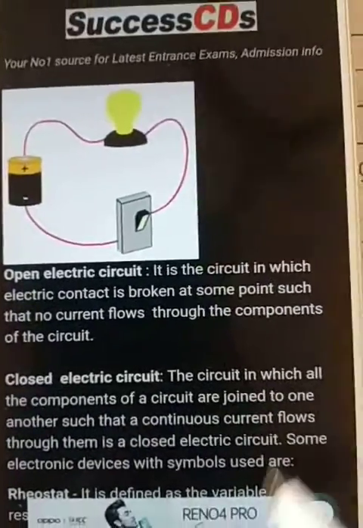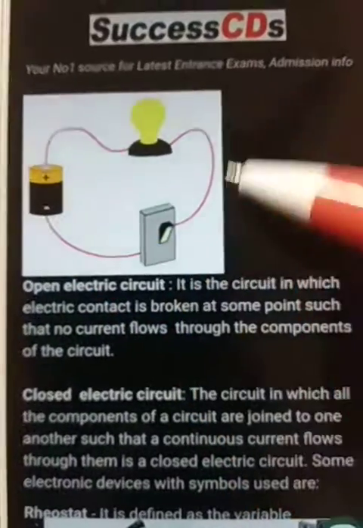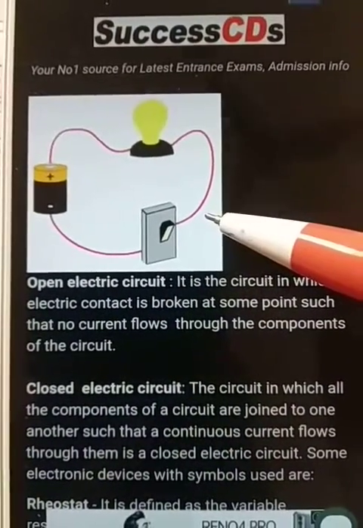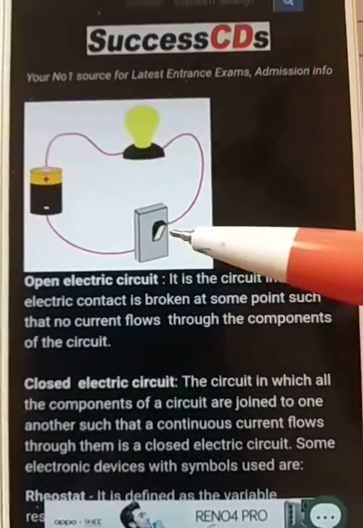And the closed circuit is the circuit in which all the components are joined to one another such that a continuous current flows through them.